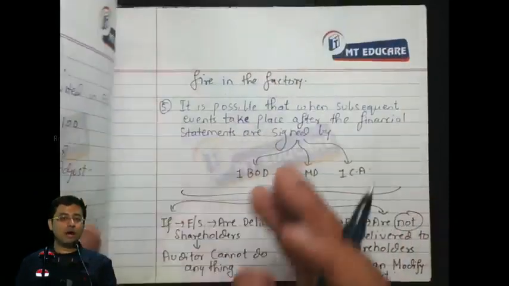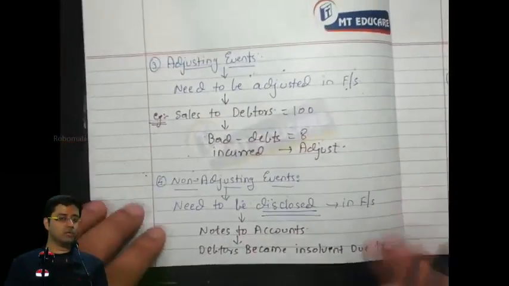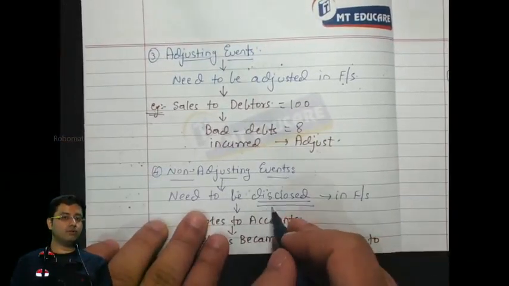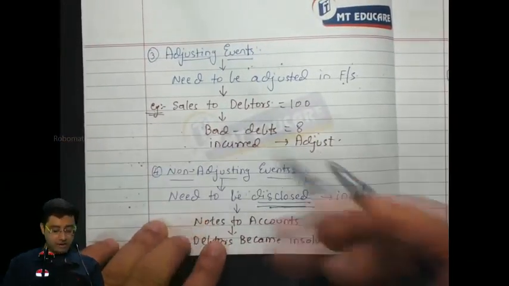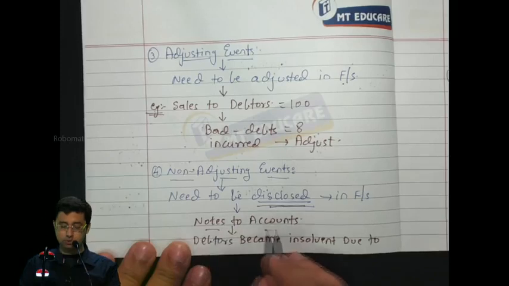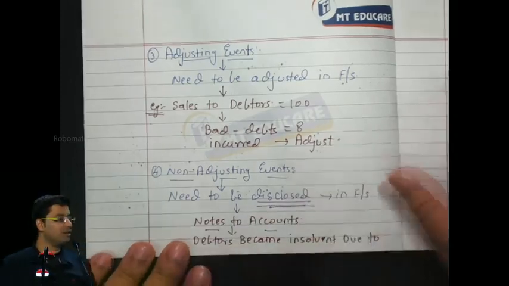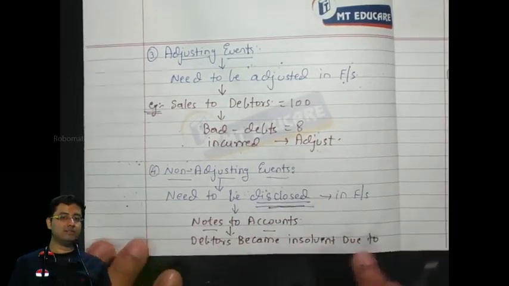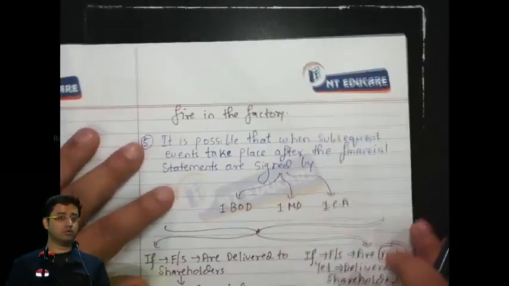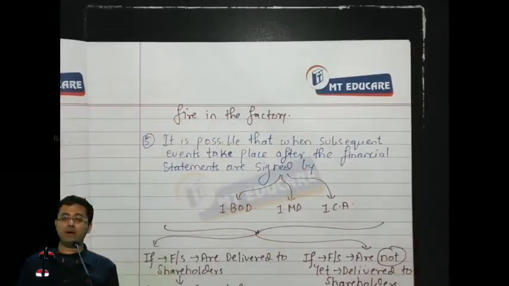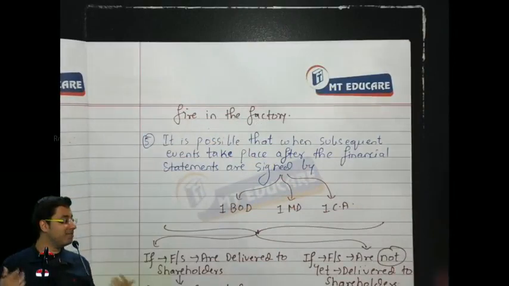Non-adjusting event. So sir, how do we treat non-adjusting event in books? We don't make any adjustment. We just have to disclose those events. Sir, where to disclose those events? Notes to accounts. Okay, you have to make a disclosure. What disclosure you will say? You will say that the debtor has become insolvent. He can give you a reason also that due to a fire in the factory, now I have no money to pay, all my goods are destroyed, everything is gone.